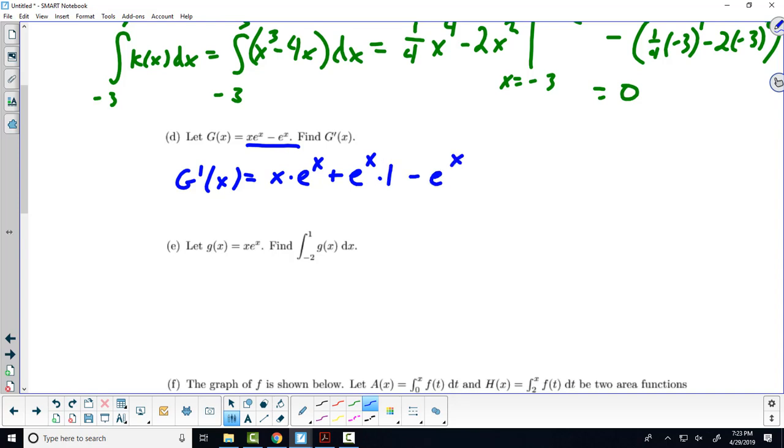Times 1 minus e to the x. When you clean up everything, what do you get? X e to the x. What is the derivative of this function? X e to the x. Okay, one more time. What is the derivative of this function? X e to the x. So, what is the antiderivative of this function?